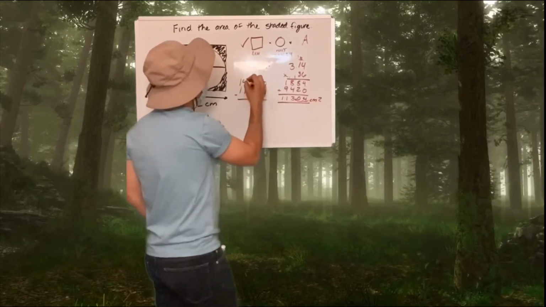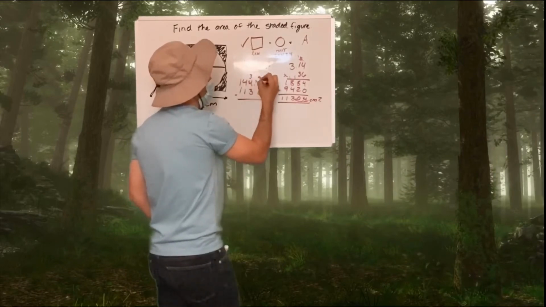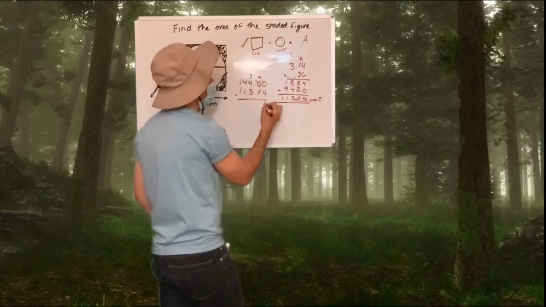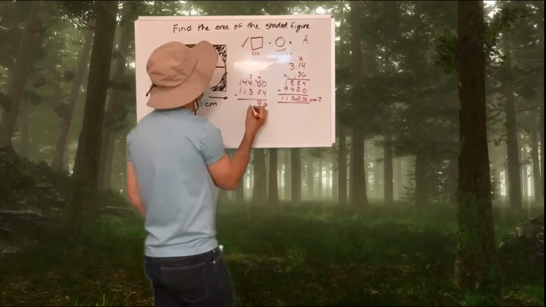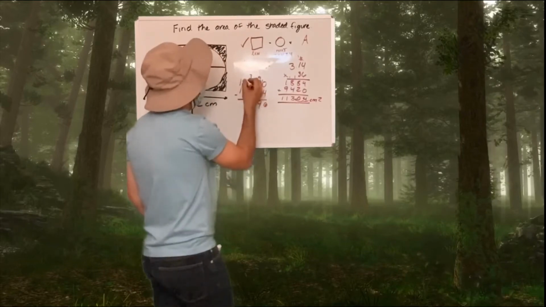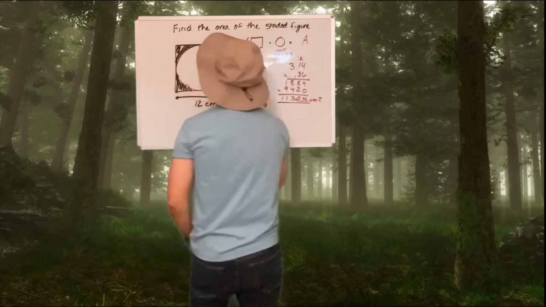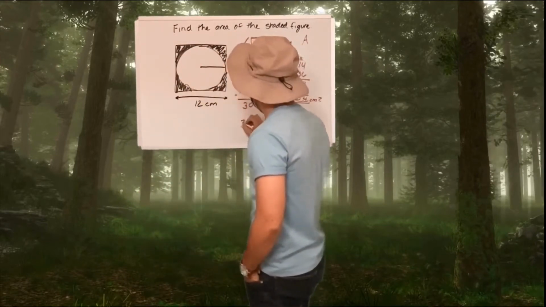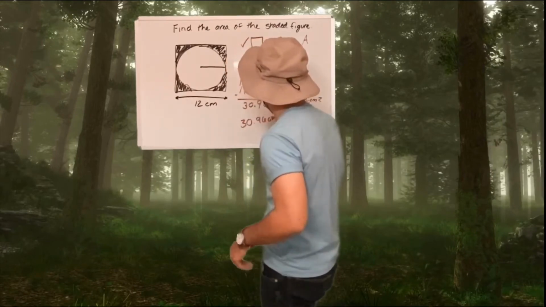Subtract. I'm going to borrow and regroup. 3, 10, borrow, regroup, 10. 10 minus 4 is, good, 6. 9 minus 0 is 9. 3 minus 3 is 0, good. And 4 minus 1 is 3. So that means the area of the shaded shapes is 30.9600 centimeters squared.